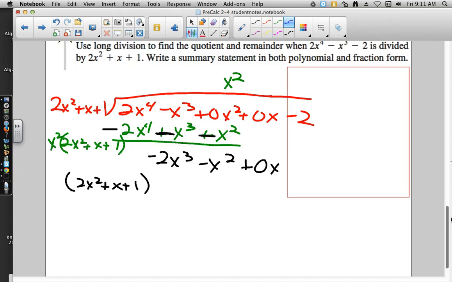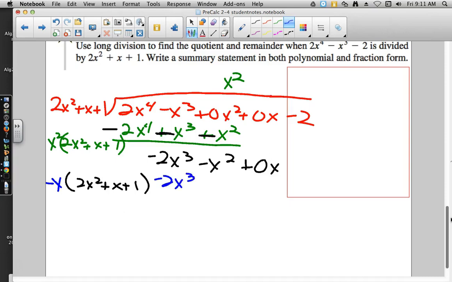Negative 1? Negative x. Will that take care of both issues? Okay, so negative x, because then we'll have negative 2x cubed, which will match that up. But the rest of it has to be multiplied too.